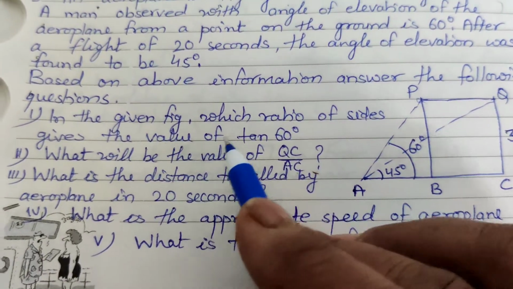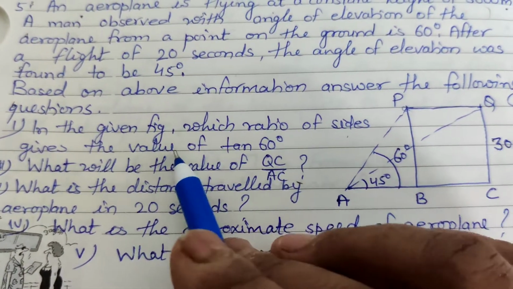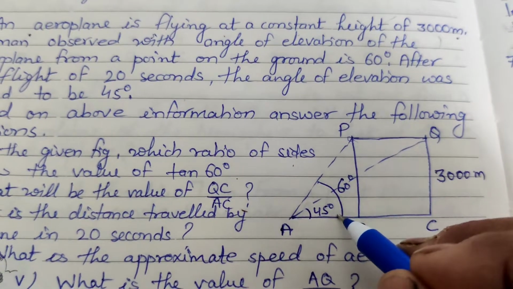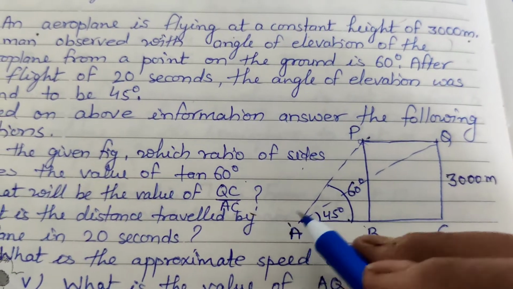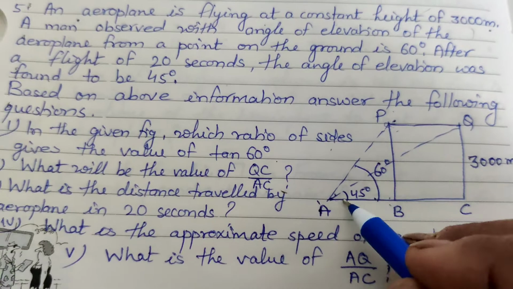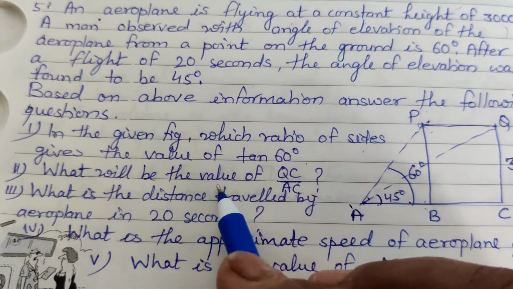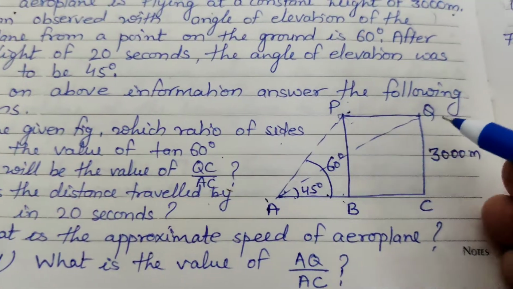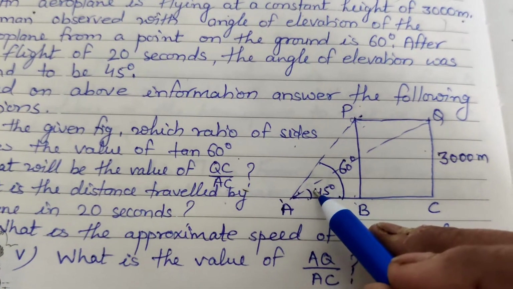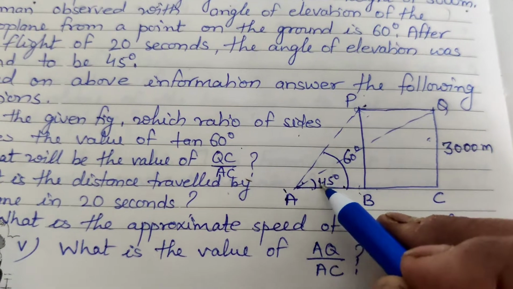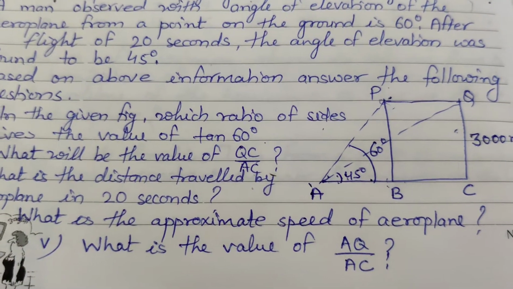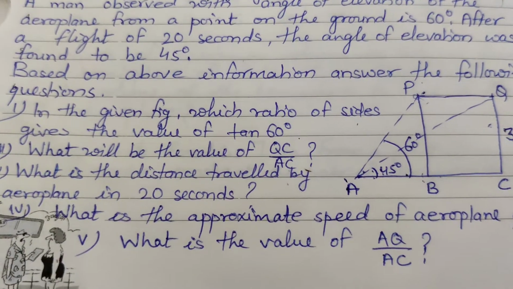In the given figure, which ratio of the sides gives the value of tan 60 degrees? Tan 60 degrees equals perpendicular by base, PB upon AB. Second, what will be the value of QC upon AC? QC upon AC equals tan 45 degrees. Perpendicular by base is tan of the angle. Tan 45 degrees equals 1. So QC upon AC equals 1.